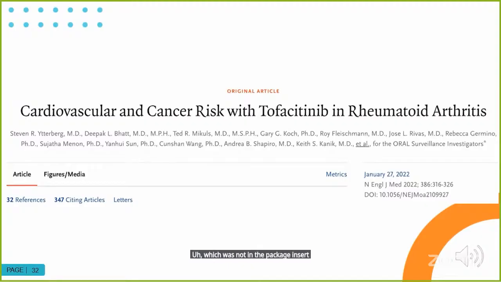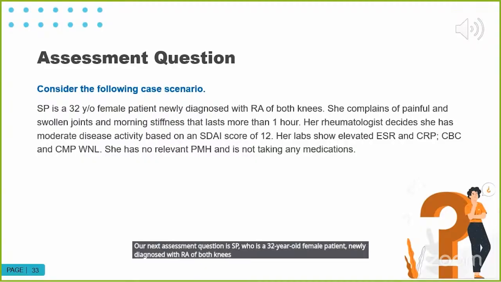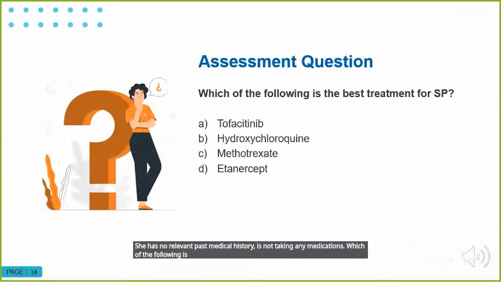Our next assessment question is SP, who is a 32-year-old female patient newly diagnosed with RA of both knees. She complains of painful and swollen joints and morning stiffness that lasts more than 1 hour. Her rheumatologist decides she has moderate disease activity with an SCAI score of 12. Her labs show elevated ESR and CRP, but her CBC and CMP are within normal limits. She has no relevant past medical history, is not taking any medications. Which of the following is the best treatment for SP? Answer choices are tofacitinib, hydroxychloroquine, methotrexate, and etanercept.